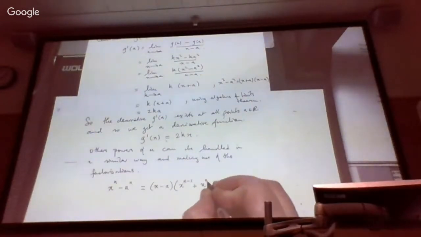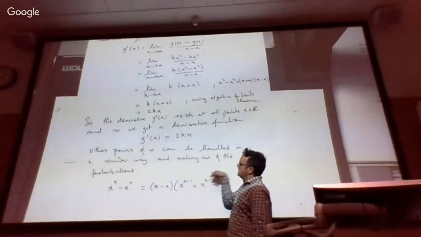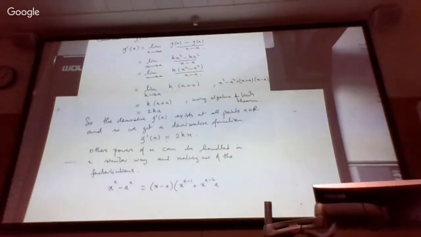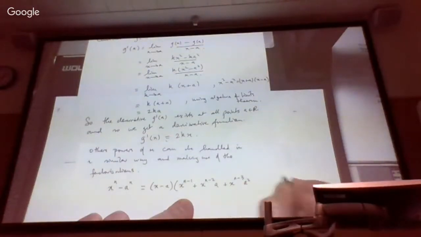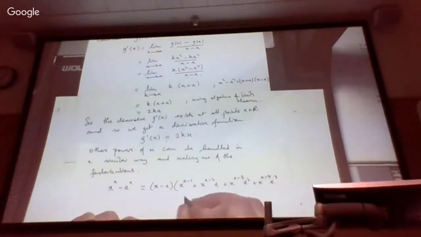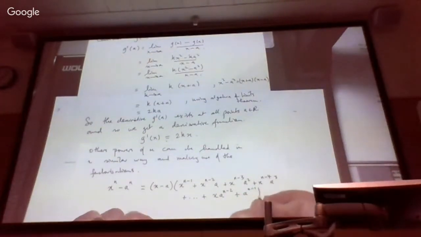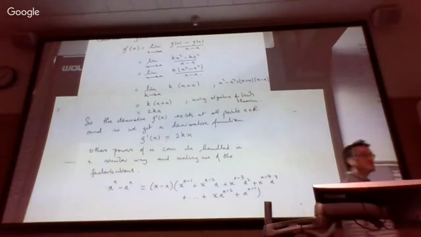It's all possible products of x and a with integer exponents, where the total exponent is equal to n minus 1. So this continues x to the n minus 3, a squared, x to the n minus 4, a cubed, all the way down. The second last term would be x a to the n minus 2, and then the very last term would be a to the n minus 1. Okay, so we always have this factorization.